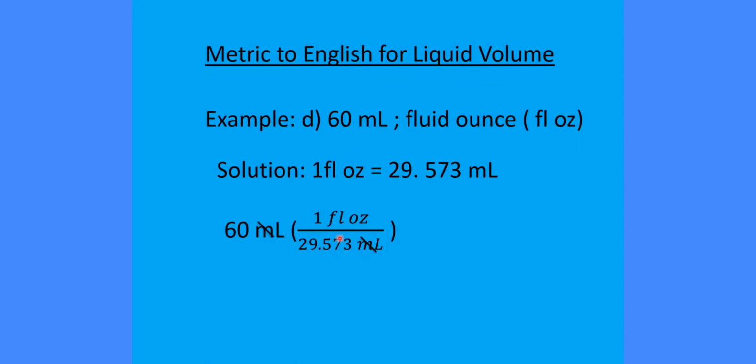The unit milliliters will be cancelled out. The unit remaining is fluid ounce. Then multiply 60 and 1. The result will be divided by 29.573. So the answer is 2.03 fluid ounces.